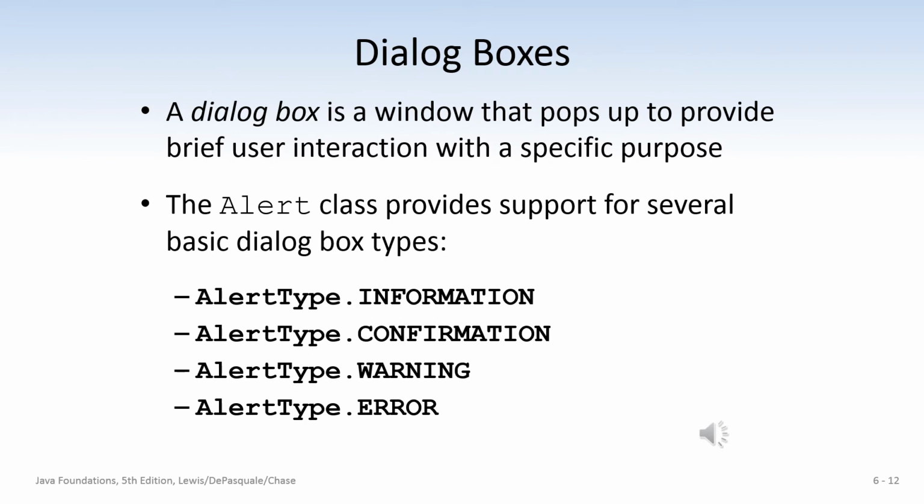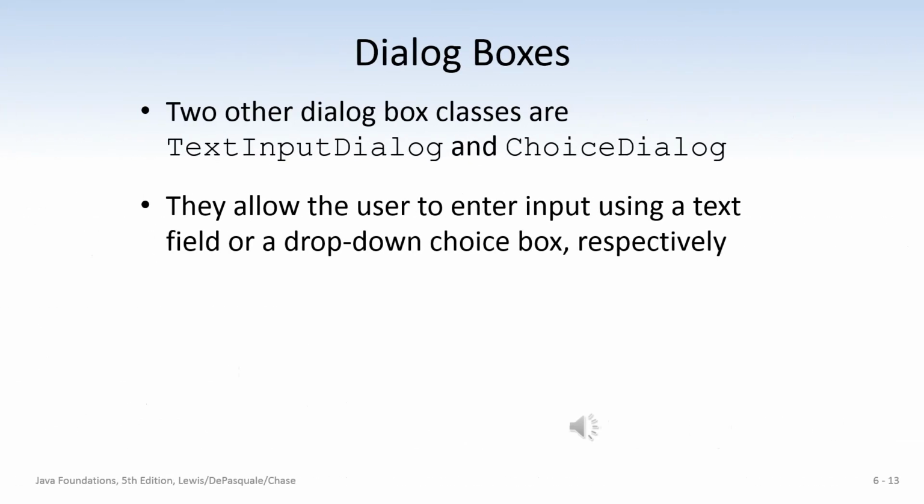A dialog box is another GUI control. It's a window that pops up to provide brief interaction with a specific purpose, and the alert class provides support for several basic types of dialog boxes: information, confirmation, warning, or error. And obviously we're going to take a look at these in a short time. Two additional dialog box classes include text input dialog and choice dialog. They prompt the user to enter input using a text field or a drop-down choice box.